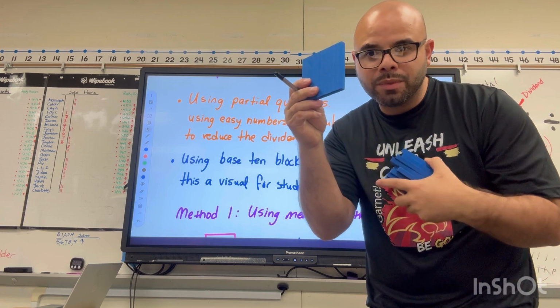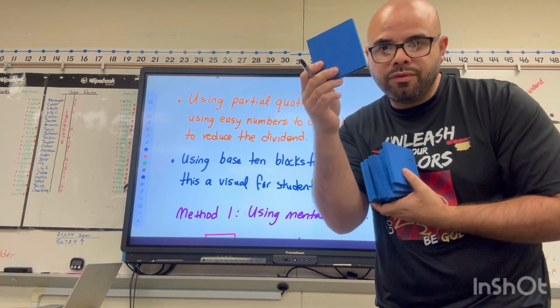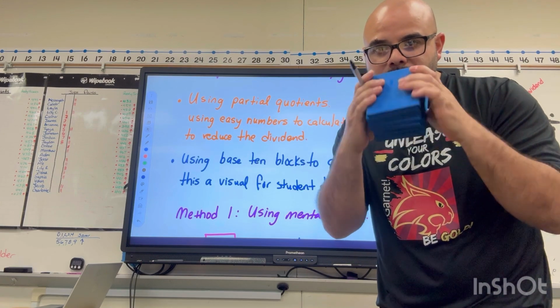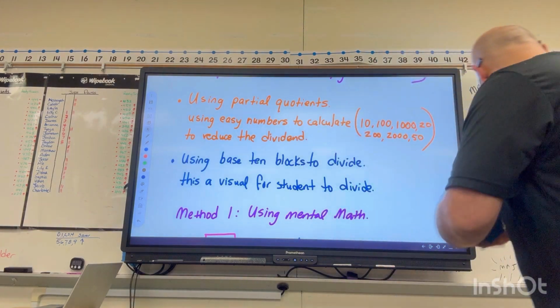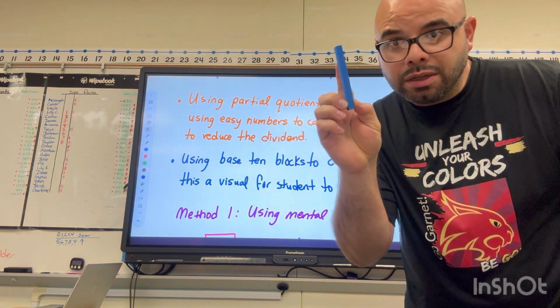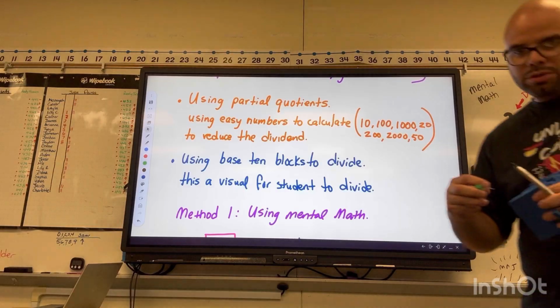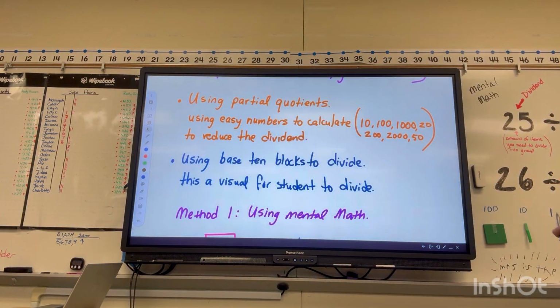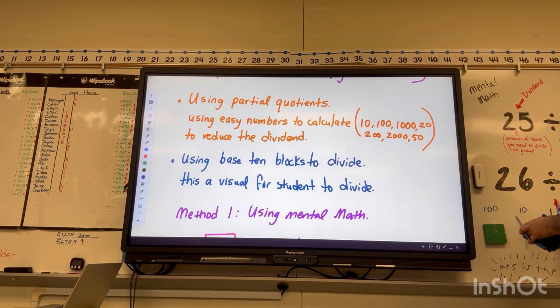This is a flat. A flat is considered a value of 100. There's 100 little cubes in here. 10 flats is 1,000, okay? Then we have our rods, which is a value of just 10, has 10 cubes in it. Then just single little cubes, right? So you're going to use these base 10 blocks, right?